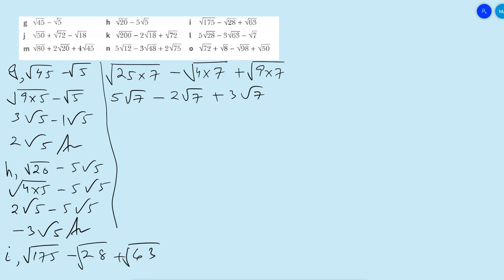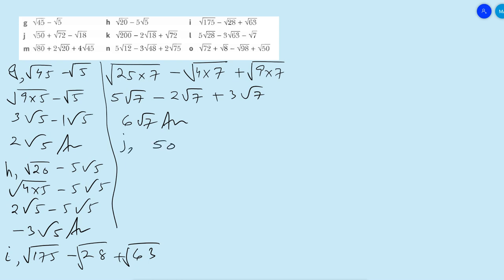Add and subtract all the outside values. So 5 minus 2 is 3, 3 plus 3 is 6. So 6 root 7 is the answer of part I. Come to part J.